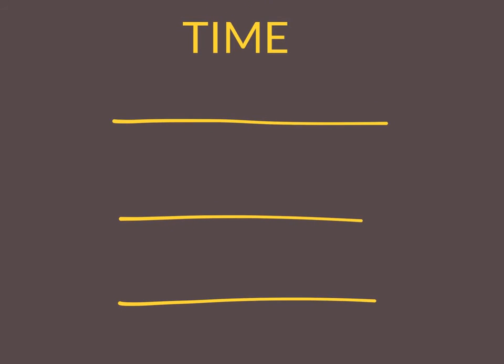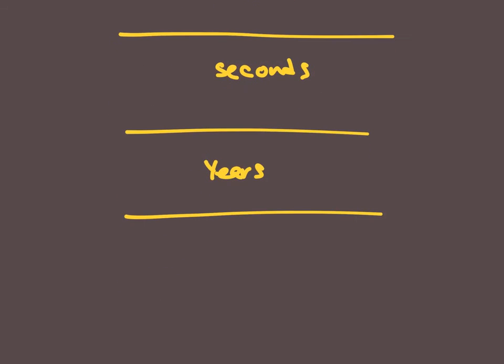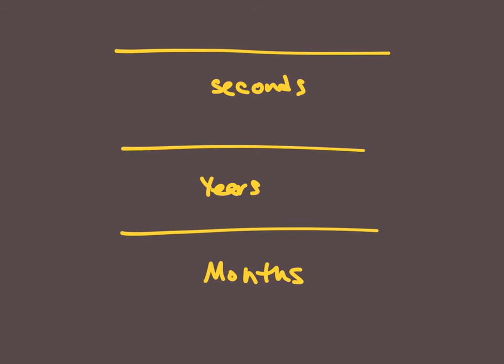Okay. And let's use time as an example. And what I'm going to do is I'm going to draw 3 different number lines. And under each of them, I'm going to call them different things. So this one we're going to call seconds. This one we're going to call years. And this one we're going to call months. Okay? And I can label these things whatever I want.